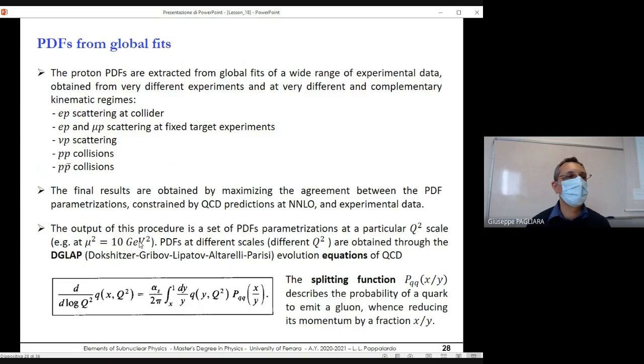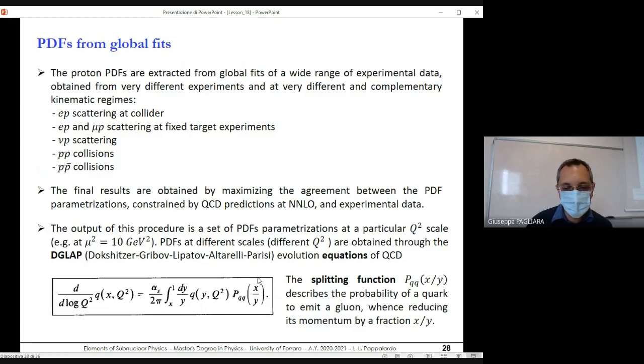Then, of course, you want to evolve these to different scales. For instance, if you want to compare different experiments, a low energy experiment with a high energy experiment, you have to match the energy scale. So you have to evolve the PDFs measured in one case or the other to the same scale. And this is done through the so-called DGLAP equations, from the initials of the authors, which are the QCD evolution equations that allow you, once you know your PDF at a certain scale, through this integro-differential equation, to obtain the value of the PDF at any Q squared scale that you like.